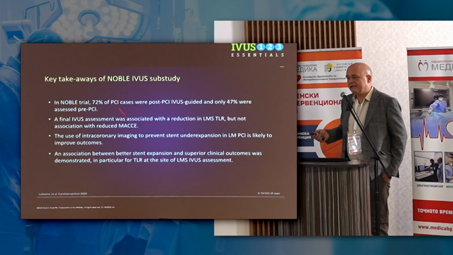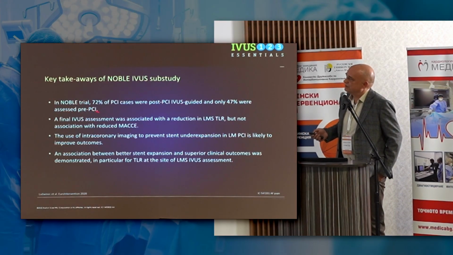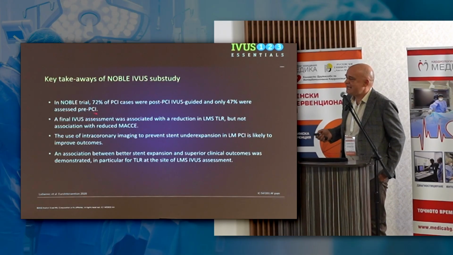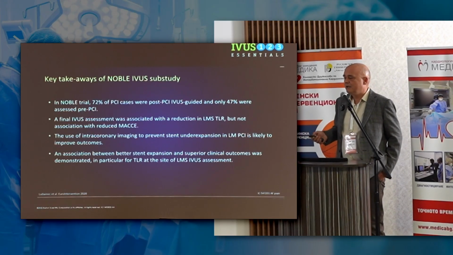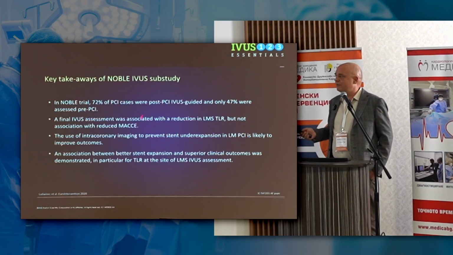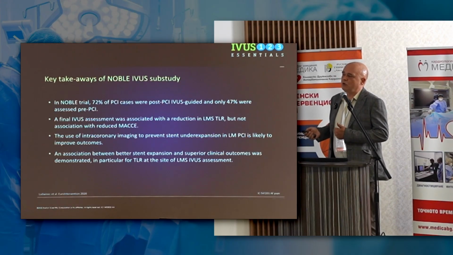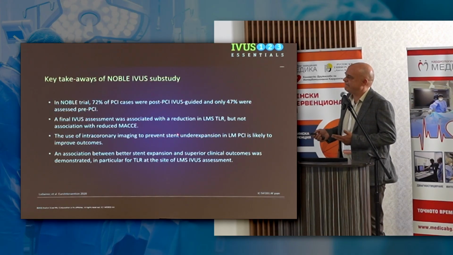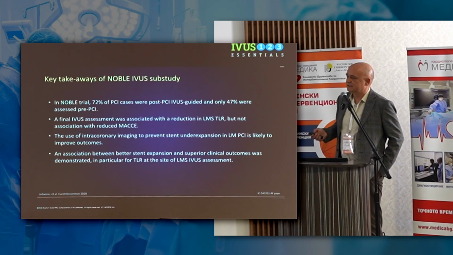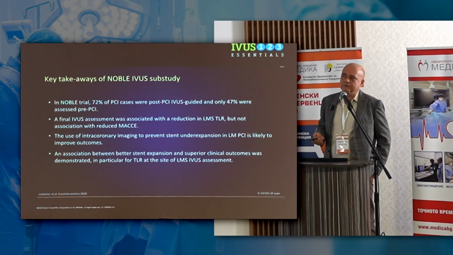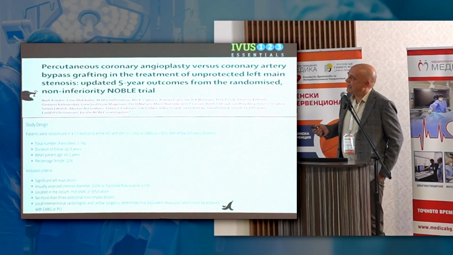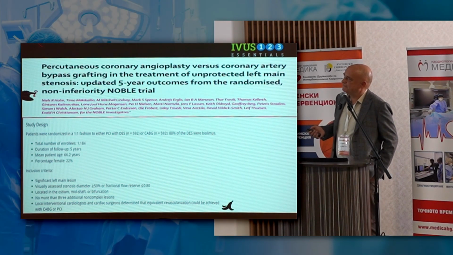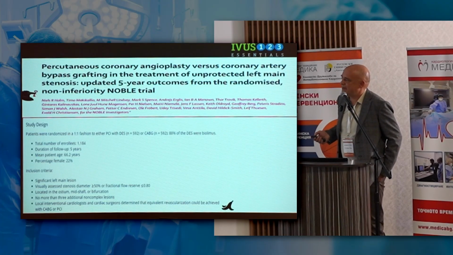The NOBLE trial is the second largest trial. Also, there was high penetration of IVUS, but pre- and post-IVUS was performed in a lower percentage of patients. We can conclude that when we perform IVUS, we have a much smaller rate of target lesion revascularization and new myocardial infarction. So that was one of the main reasons to put IVUS in class 1A. And now I want to tell you something about the NOBLE trial, just a quick reminder.